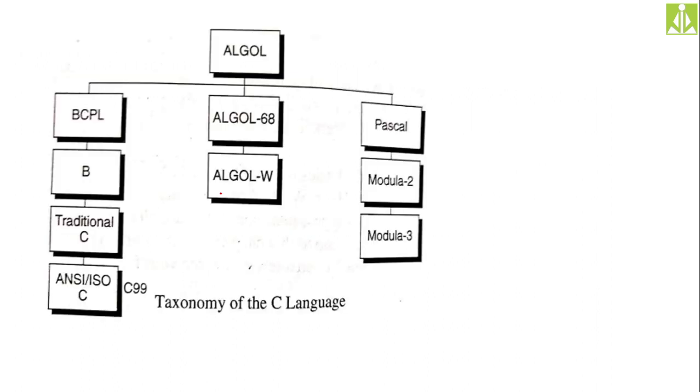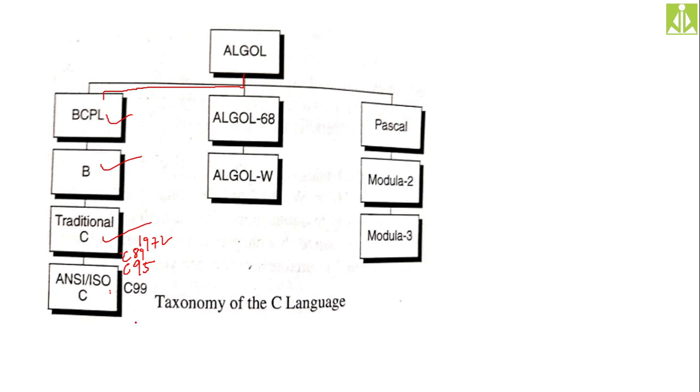So quickly, this is the taxonomy of the C language, how everything has been done. You can see from Algol. This particular path we need to focus on and discuss. From Algol we got BCPL, then we have B, then we have traditional C in the year 1972, then we have the ANSI and ISO standard, that is C95, C89 as well as C99, these three C's.